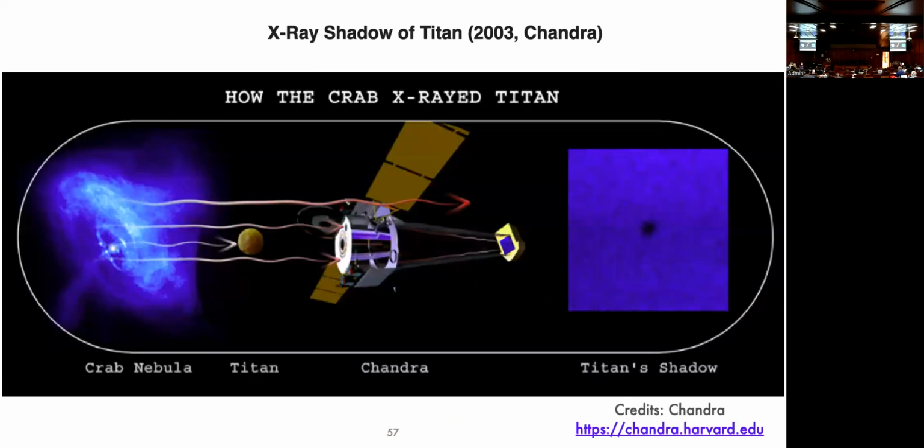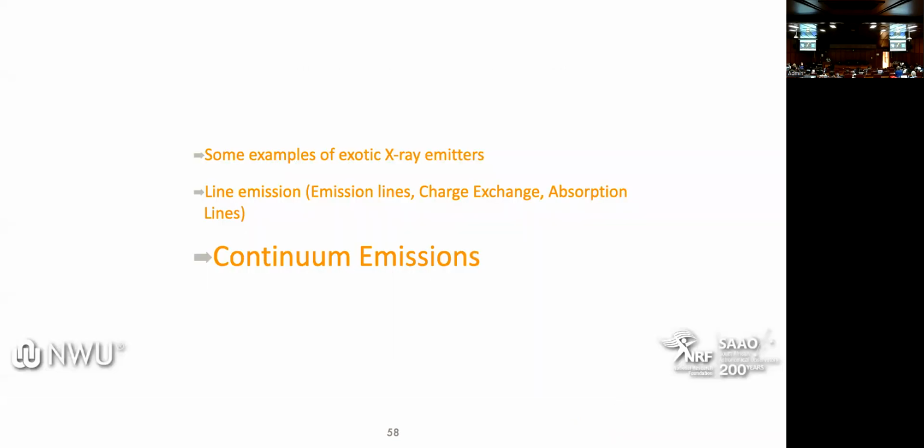Not related to processes, but I had also shown you some beautiful emission from different objects. This is one such beautiful picture provided by Chandra, an X-ray image of Titan. Sometime in 2003, the Crab and Titan were in occultation for Chandra. Titan, Saturn's moon, was in between the Crab and Chandra, and Chandra clearly saw a shadow of it. This is a very beautiful picture.